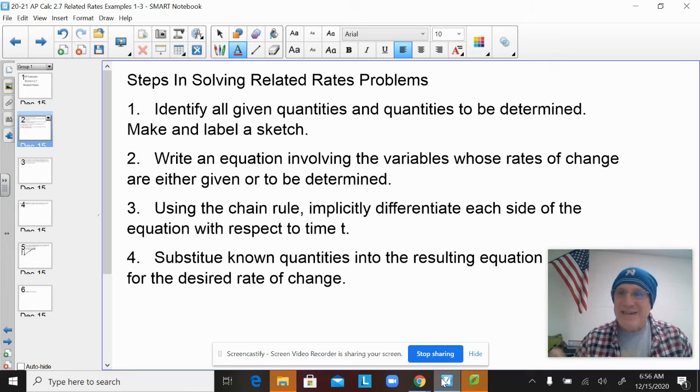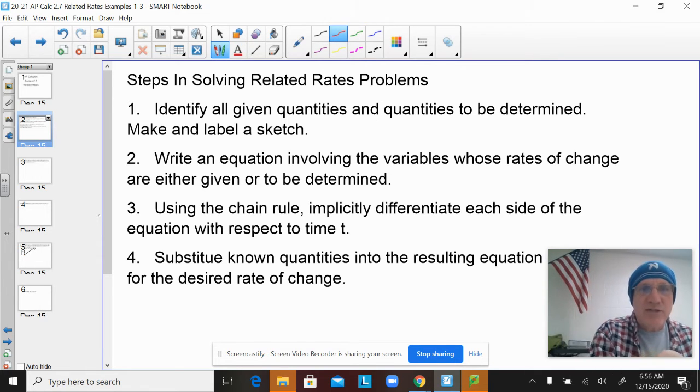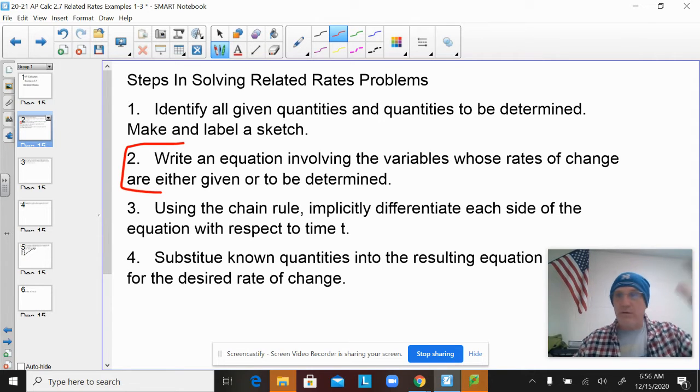Number 2 is the step we didn't have to do yesterday. Step 2 says to write an equation that involves all these variables. The problem is not going to give you the equation. It's going to be talking about the area of a circle, or maybe the sides of a triangle, or maybe the volume of a cylinder. From the context of the problem, you'll have to figure out what equation relates the variables that they're giving you and that they're asking about. That's really the only difference here. From here, it's the same.